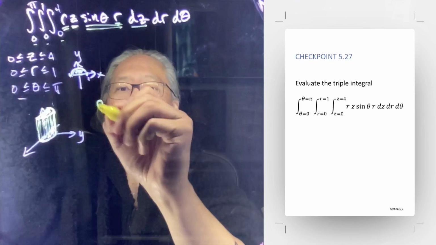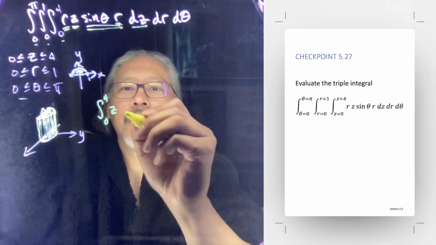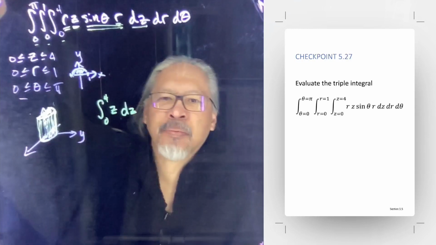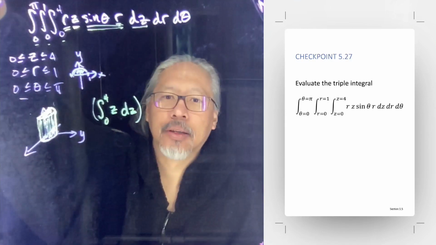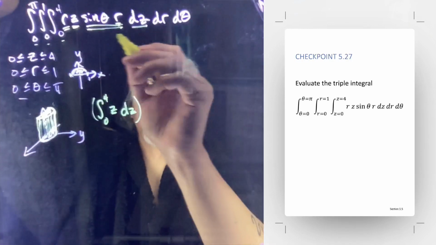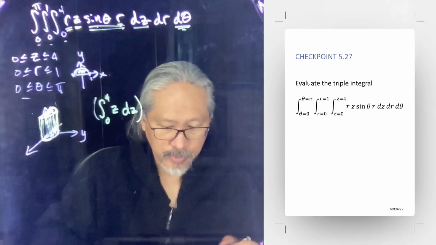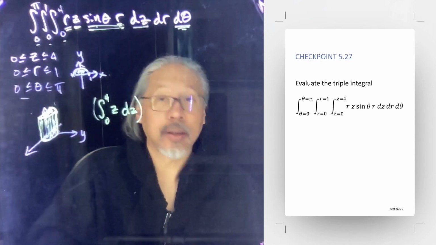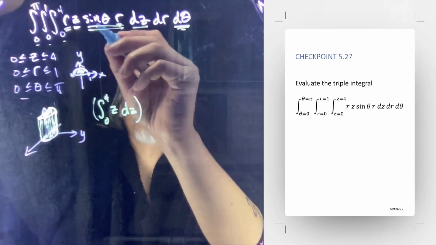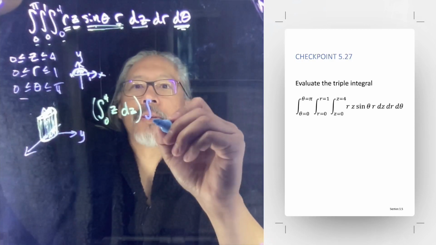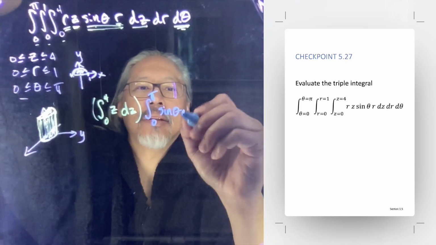So what that means is that you've taken everything out. You have z going from 0 to 4 dz, and that's just one part of the integral. Now let's deal with the theta integral. If we have a theta integral, everything is constant with respect to theta except for sine theta. So we have the integral from 0 to pi, those are the limits for theta, of sine theta d theta.